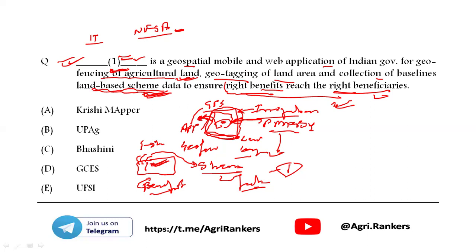Okay, this is going to greatly help in policy planning for the government. What is the name of this app? The name of this app is Krishi Mapper. That is the answer to this question. Okay. Let's discuss the others also.